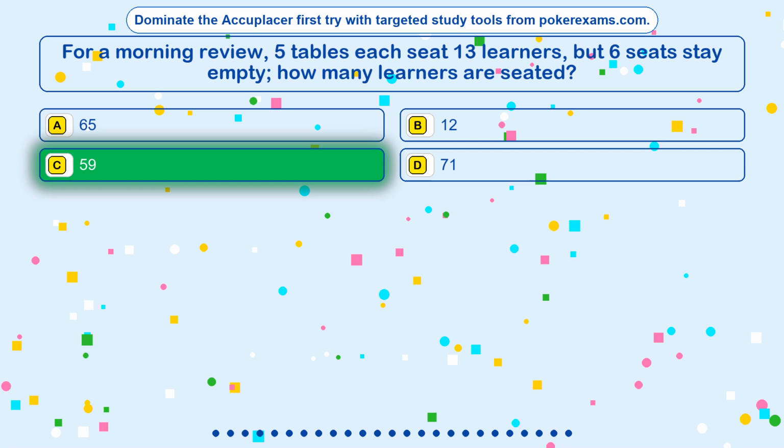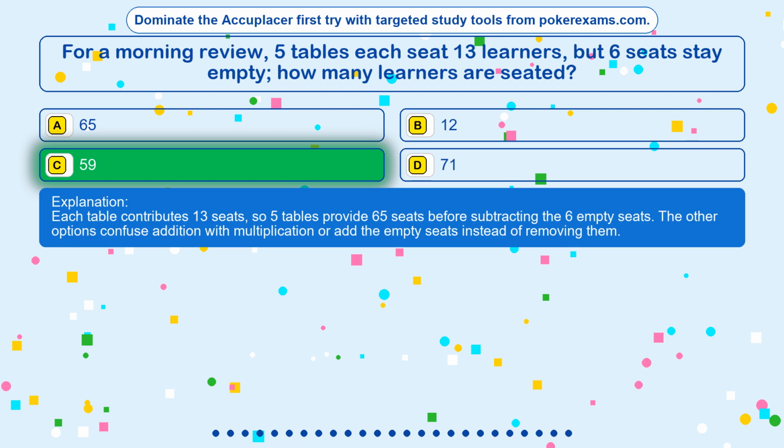The correct answer is option C, 59. Each table contributes 13 seats, so 5 tables provide 65 seats before subtracting the 6 empty seats. The other options confuse addition with multiplication or add the empty seats instead of removing them.